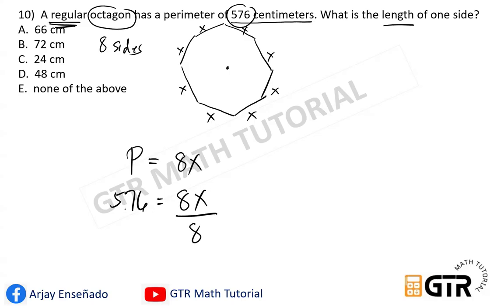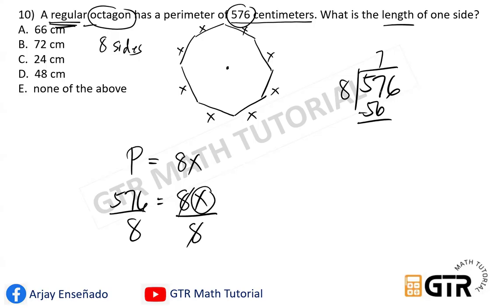Just divide both sides by 8. We can now get the length of the side, which is x, the length of one side of a regular octagon. Let's just divide manually. 576 divided by 8, 57 divided by 8, that is 7. 7 times 8 is equal to 56. Subtract, we have 1. Bring down 6. 16 divided by 8, we have 2. 2 times 8 is 16. So therefore, the length of one side is 72 centimeters, letter B.